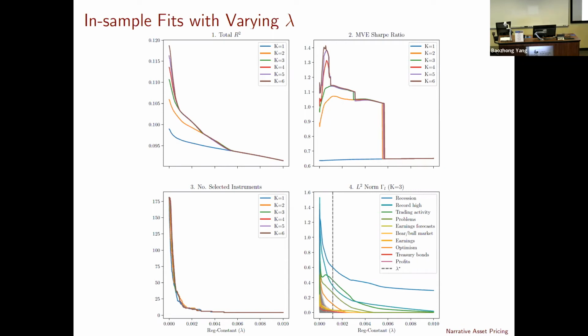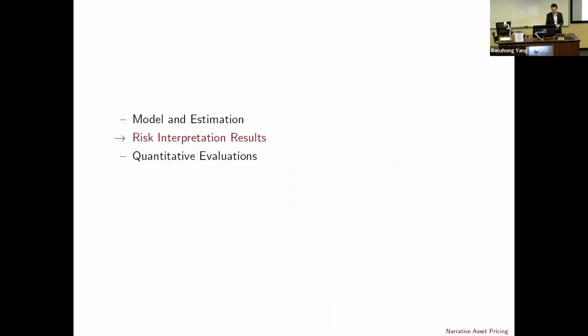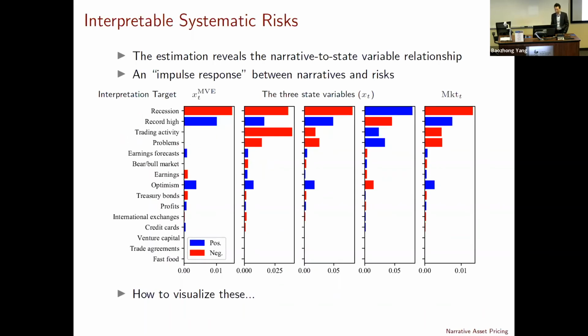So we just use this economic condition to do the parameter tuning. We just choose the lambda that gives the highest in-sample Sharpe ratio, so we can even avoid doing cross-validation and all those things. All right, so that's how we do the estimation. Now we can look at the risk interpretation results.